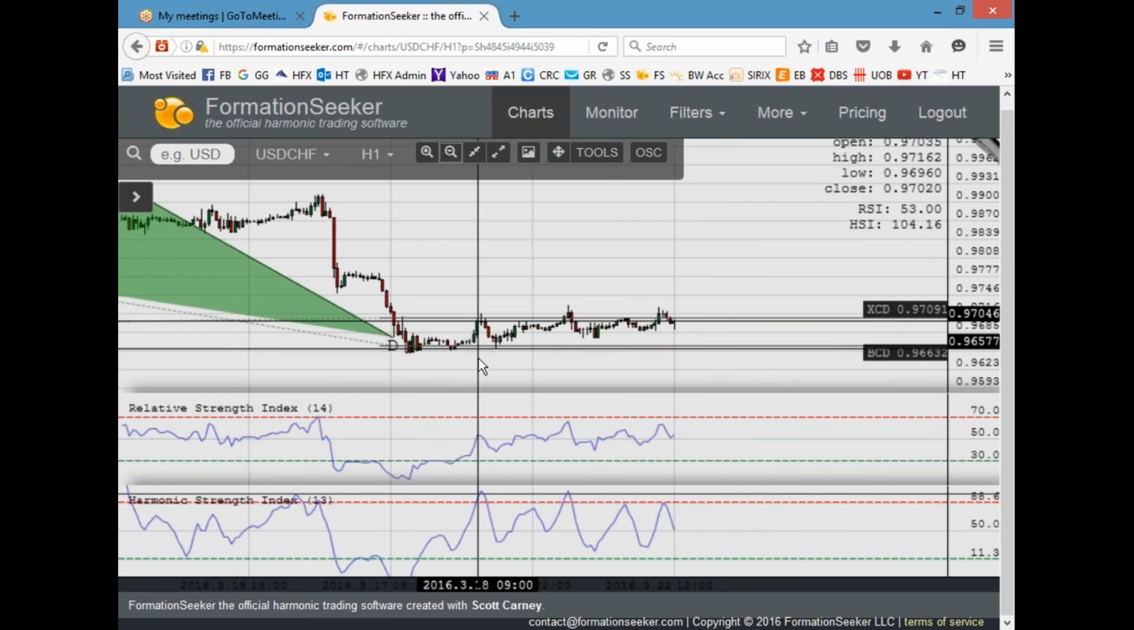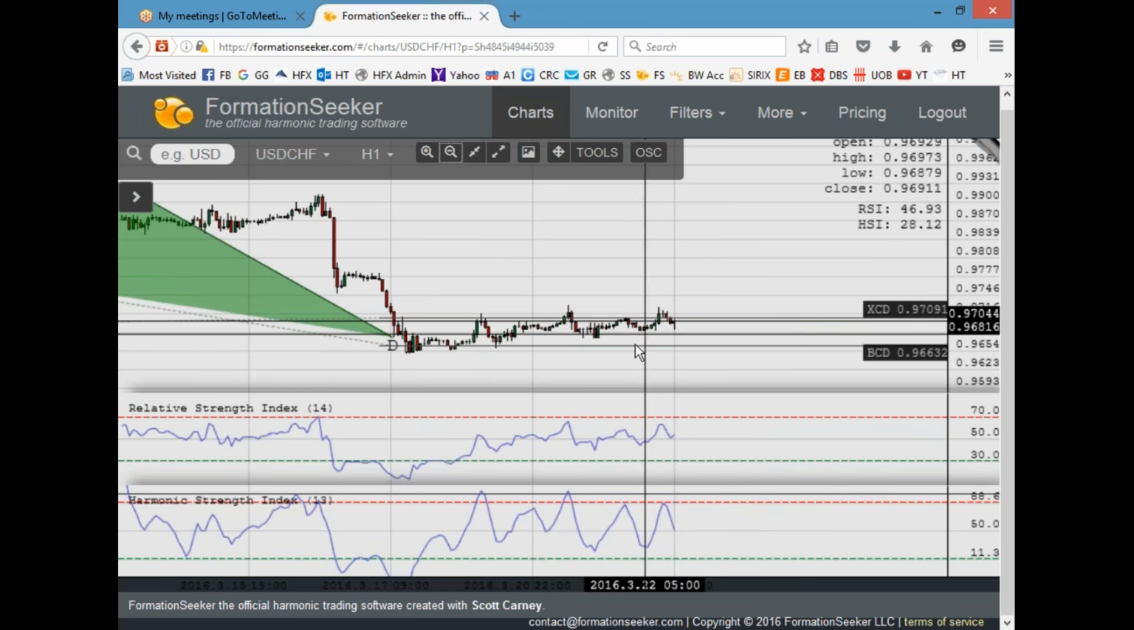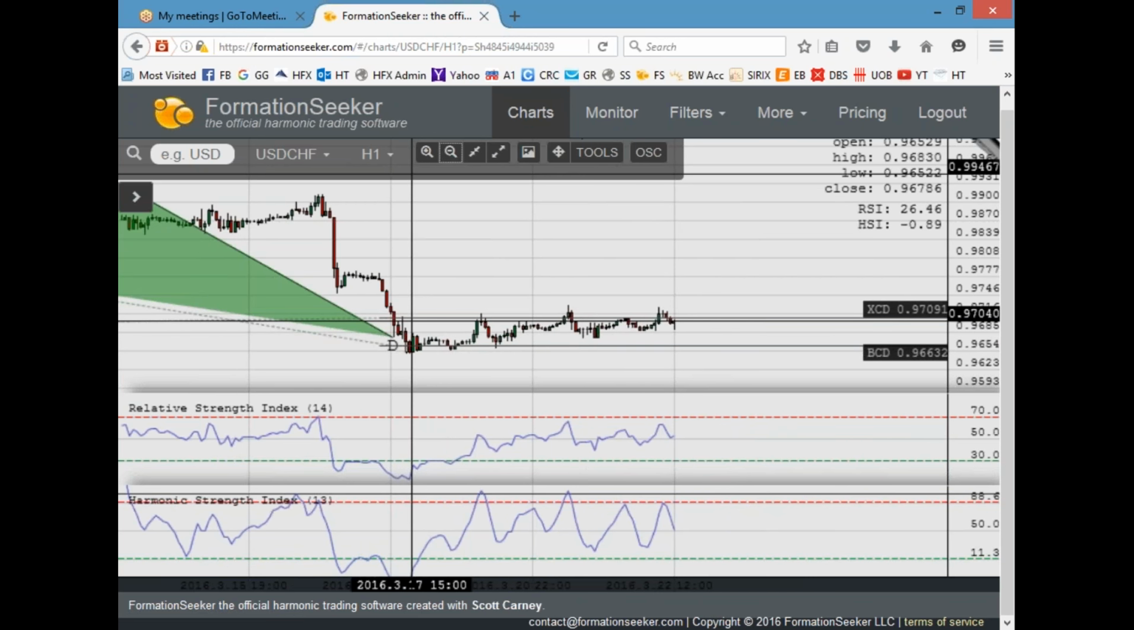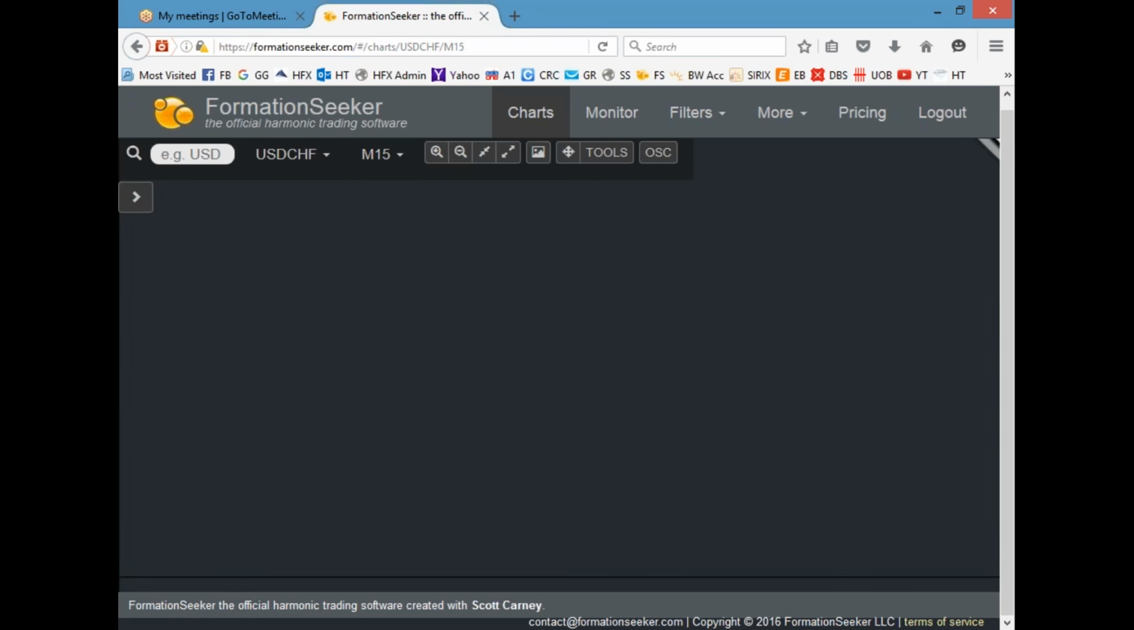So you mean how much longer can you wait? It's okay. You can wait, or maybe you can even look for a smaller pattern. So let's say if we go down to M15, is there a pattern to buy?